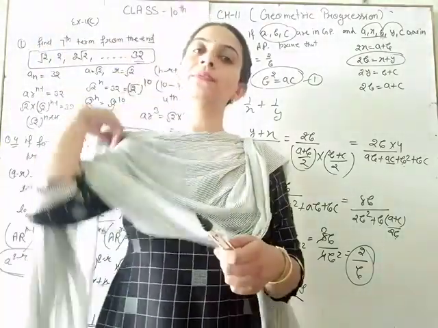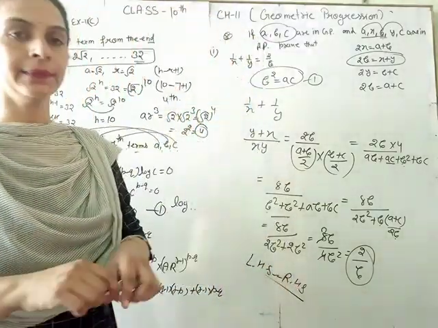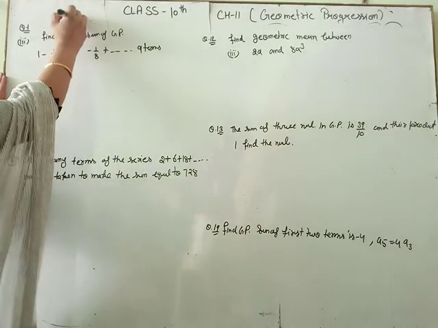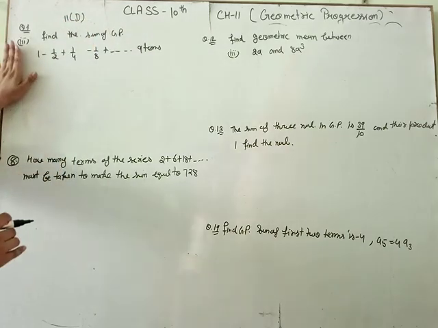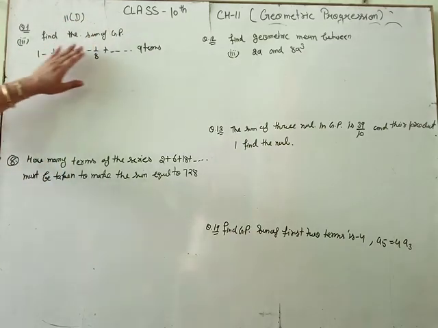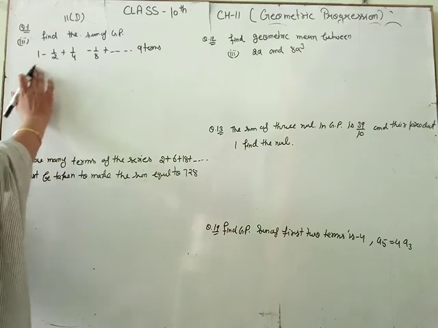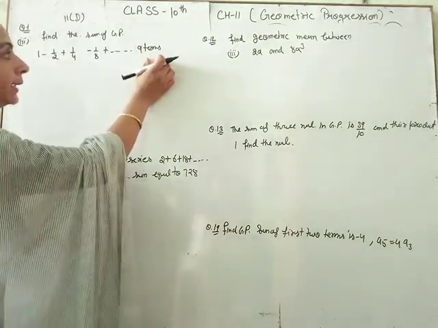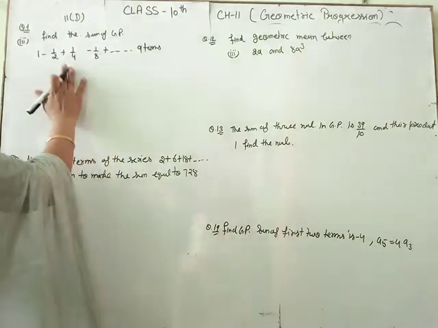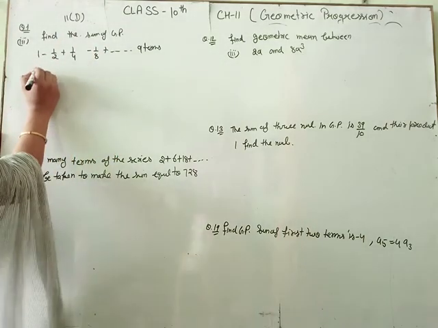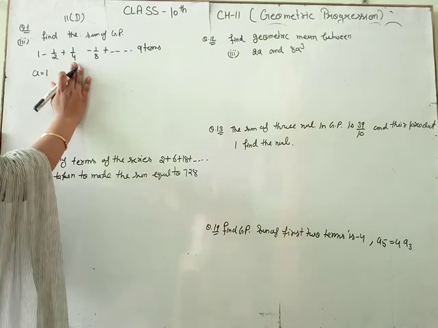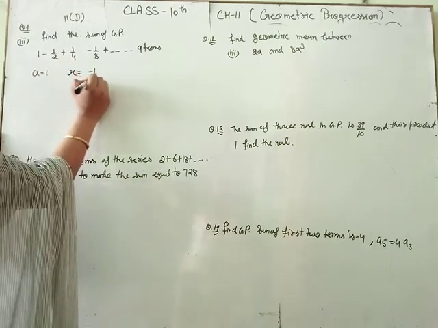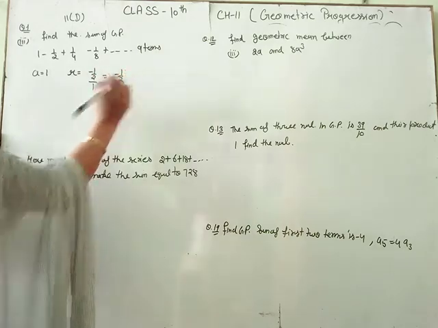Next, move to the next exercise. These are some questions from exercise 11D. Question number 1, part 3. Find the sum of the GP 1 minus 1 by 2 plus 1 by 4 minus 1 by 8 and so on, to 9 terms. The first term is 1, and R equals minus 1 by 2 divided by 1, which equals minus 1 by 2.